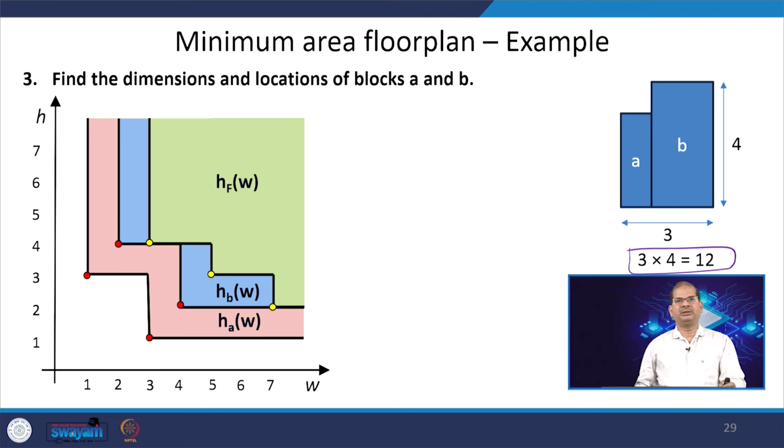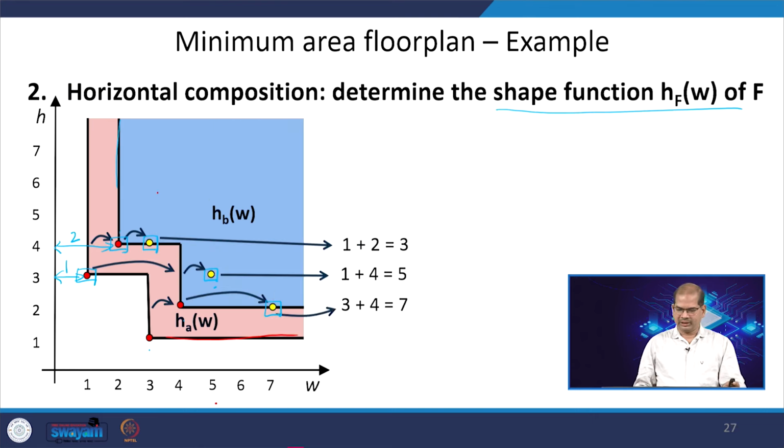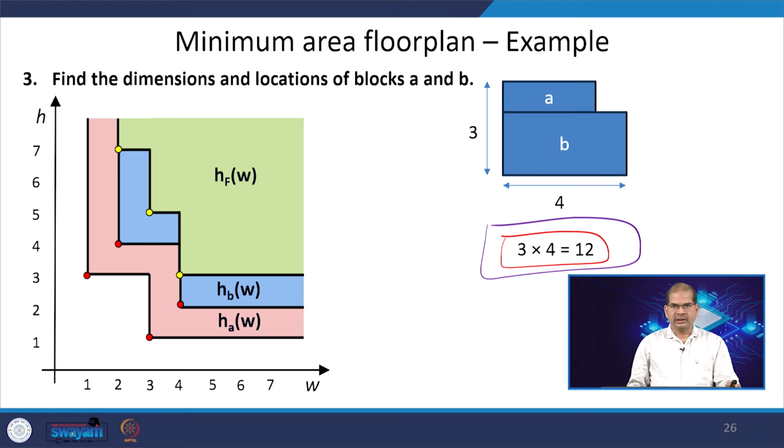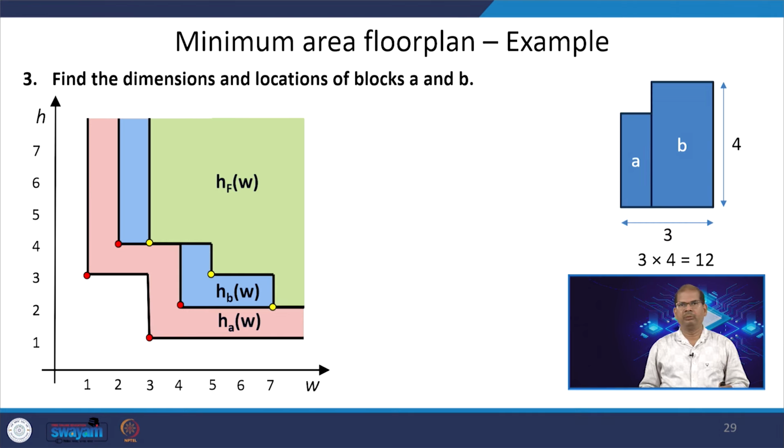So, we have basically two different approaches. One is horizontal composition, one is vertical composition. We will choose the best from the horizontal composition, and we will choose the best from the vertical composition. Then among the two, we will take the best one as our floor plan. In this case, 3 cross 4, which is 12, is the best in case of horizontal floor plan. Similarly, if you go back, this area is also the best for vertical composition. So, either one of them can be chosen for our floor plan. This is my minimum floor plan area.